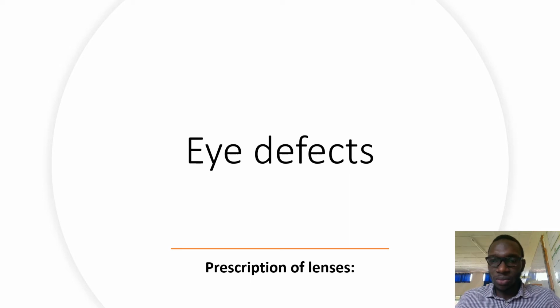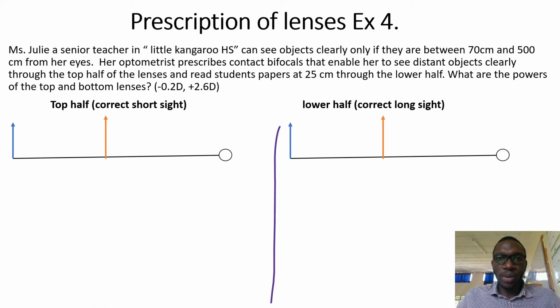So our example number 4 says that Miss Judy, a senior teacher in Lake Kangaroo High School, can see objects clearly only if they are between 70 centimeters and 500 centimeters from the eyes. Her optometrist prescribes contact bifocals that enable her to see distant objects clearly through the top half of the lenses and read students' papers 25 centimeters from the lower half. What are the powers of the top and bottom lenses?